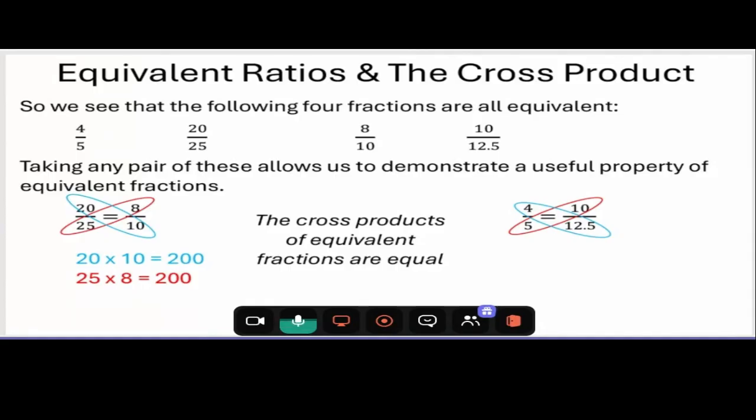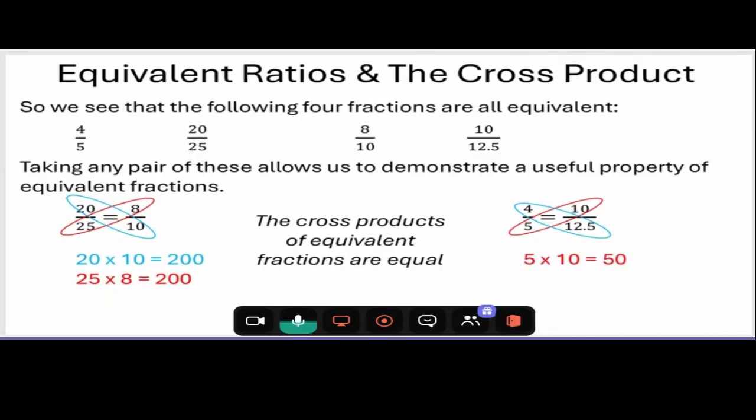So the cross products there, I put in red and blue, and cross products is just a fancy word for multiplying those numbers together. Product, remember, means multiply. So the red one is 5 times 10, which is 50. The blue one is 4 times 12.5, which you can check and find it is also equal to 50. So the cross products of equivalent fractions are equal.